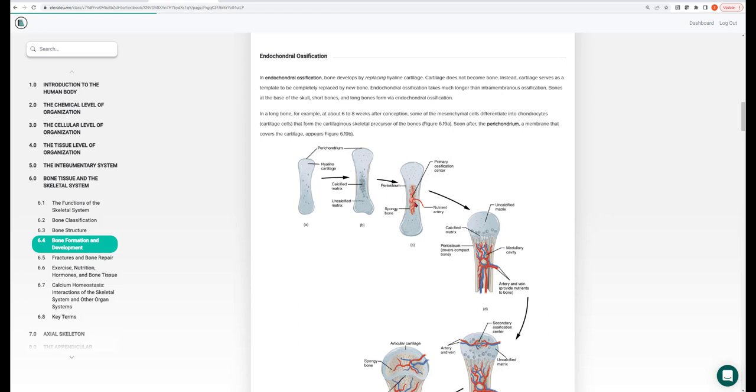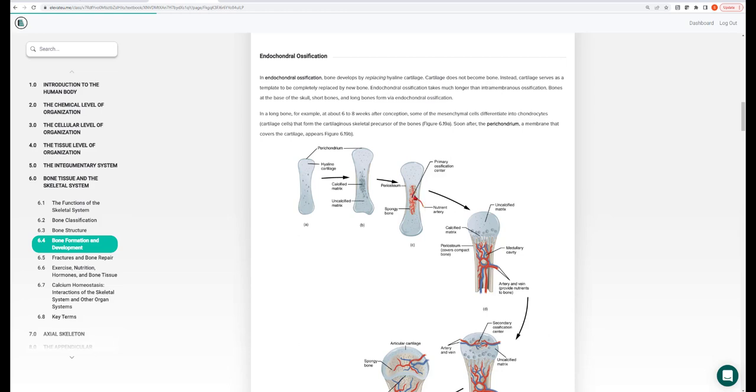What happens is that during development, blood vessels start to knock on the door of what will become the diaphysis, right? The middle, the shaft region, the center of the cartilaginous template. As blood vessels penetrate into that, the blood now brings hormonal signals, and also bony cells start to come in and start to form in the center here.